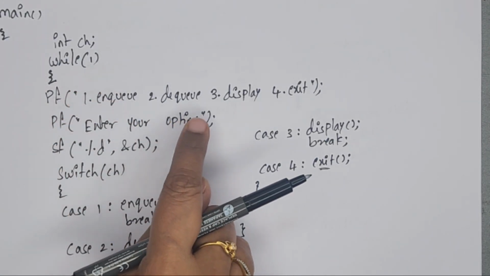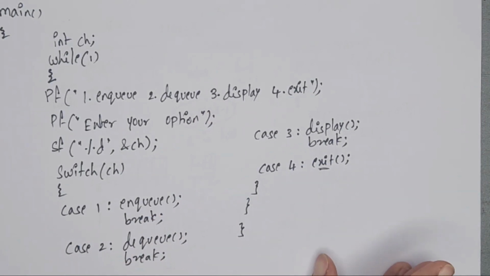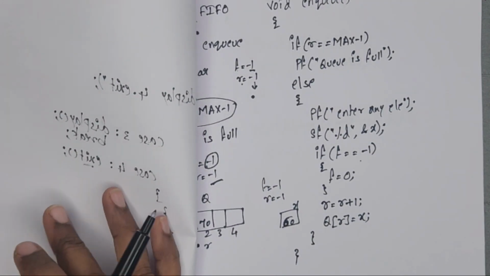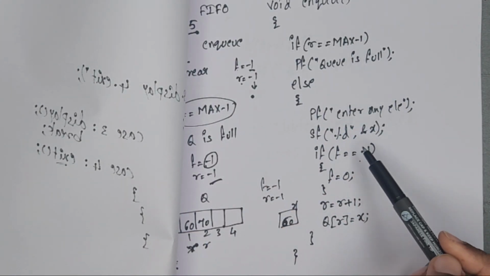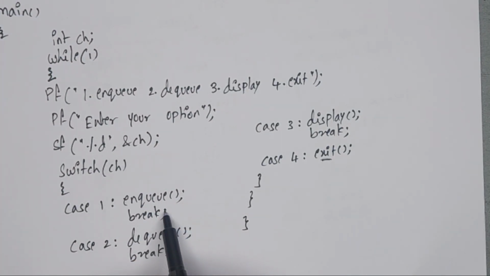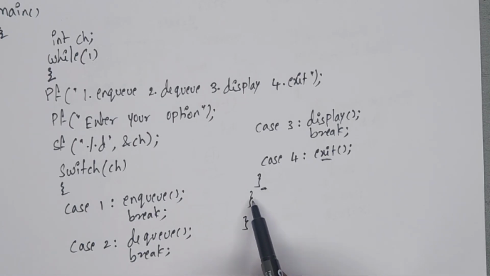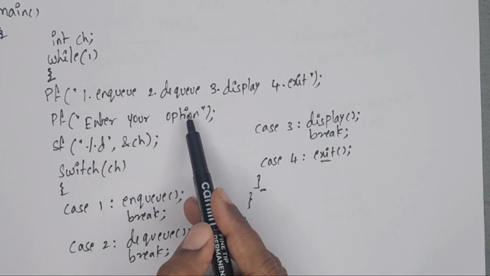Execution starts with main. Always the condition is true. It will display the menu, and you can select the choice. If the choice is 1, it will call the NQ function. This is the NQ function; I already explained it clearly. If it is not full, then it reads one element and inserts it into your queue. Again, it will come back to the same calling statement. Break means exit from the switch and go back to the while loop. Again it is true, and again it will display the menu.